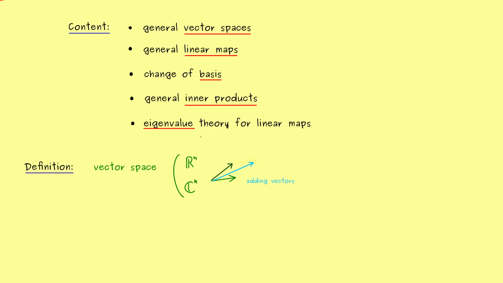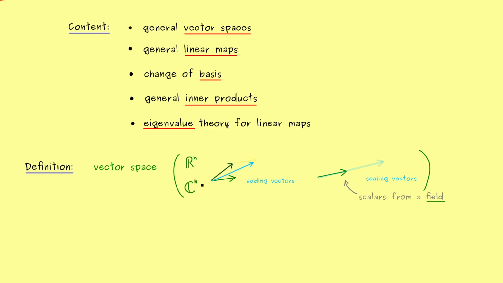And moreover, the second operation is that we can scale a vector. And with that, we have exactly what we want. We want to calculate with vectors, namely we want to add them and we want to scale them. So we need vector addition and scalar multiplication. And here, please don't forget, for the second operation here, we need scalars as scaling factors. And in fact, they always have to come from a so-called field.